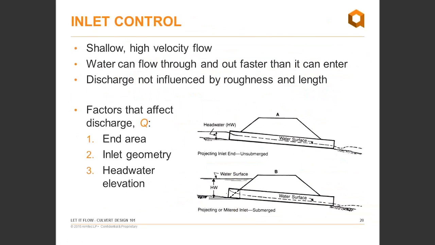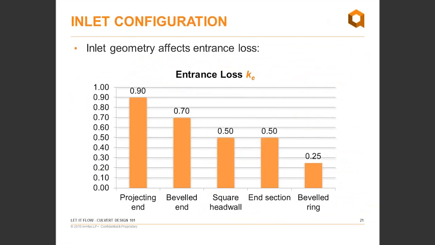These culverts, you'll usually find them on steeper slopes, and the flow through the culvert is rather shallow, almost always partially full. So discharge or capacity is affected by the size, the inlet geometry, and the headwater elevation. It's not influenced by the roughness of the pipe. So don't let anyone tell you that you need a smoother pipe for an inlet control culvert. It won't help you. If you need to increase capacity, you need to either increase the size or change the inlet geometry.